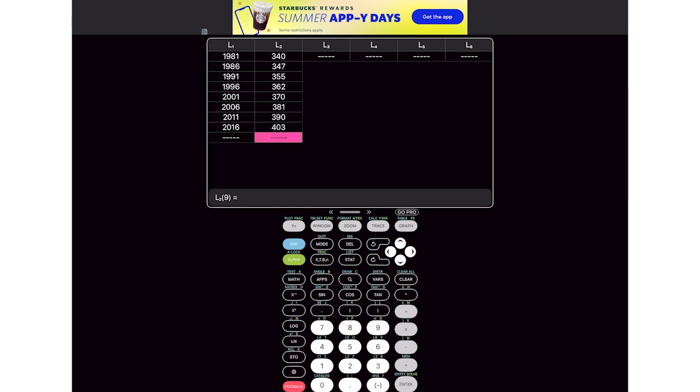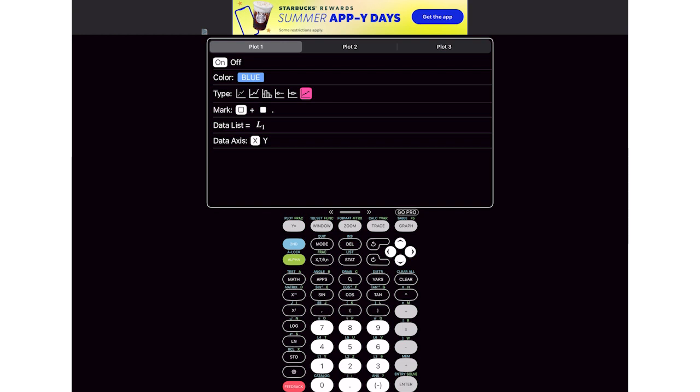And now to create my scatter plot, I want to turn my plots on. So I want to go to 2nd Y=. And this time you're going to make sure your plot's turned on. And for the type, you're going to scroll all the way to the end. Or actually, it's the beginning. It's the first one right there. Okay, that's my scatter plot.